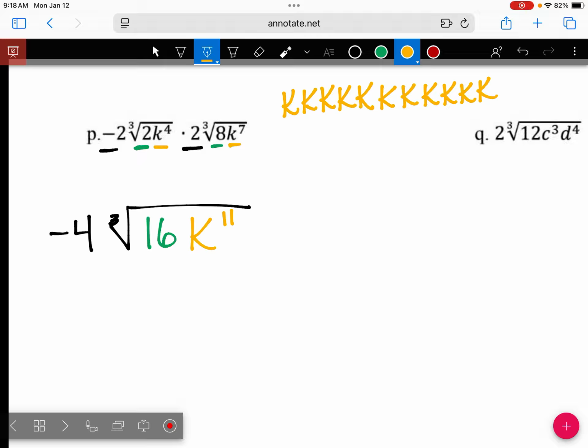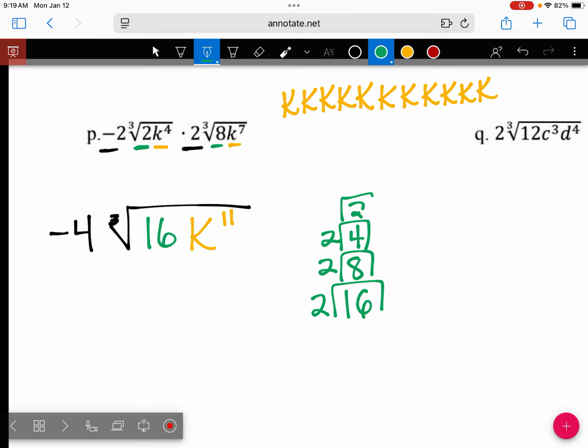Let's look at our cake. So we got 16. Half of 16 is 8. Half of 8 is 4. Half of 4 is 2. And then half of 2 is 1. So we got our 1. All right, so now let's circle our groups.